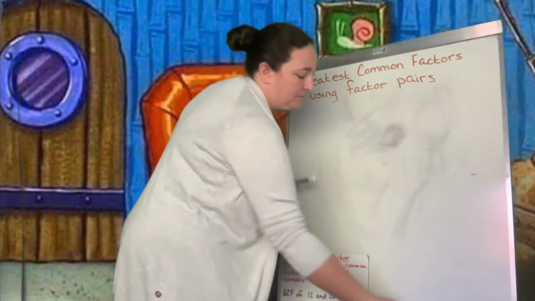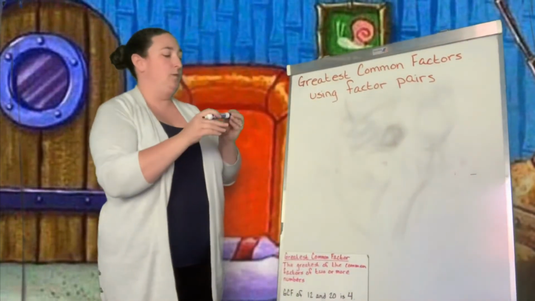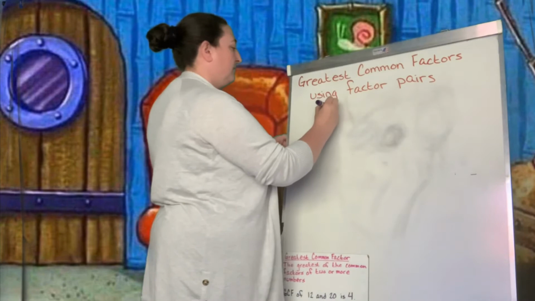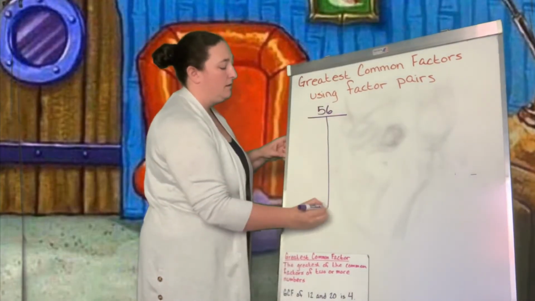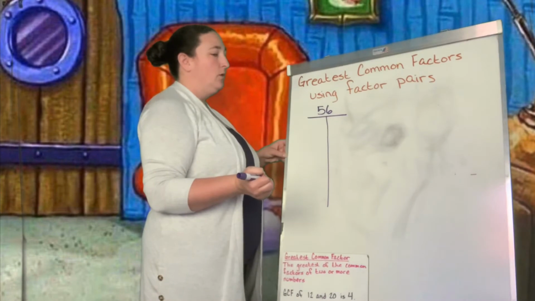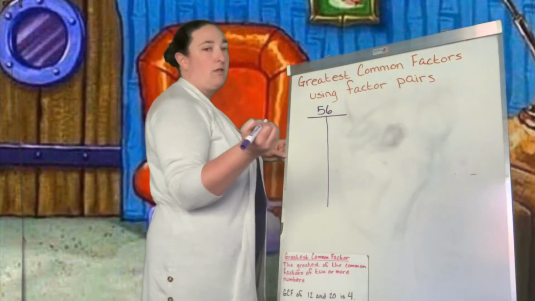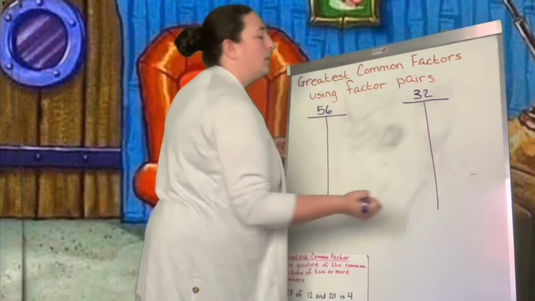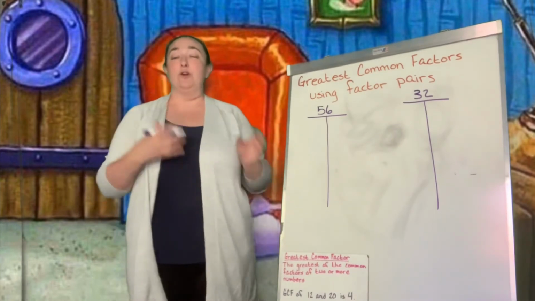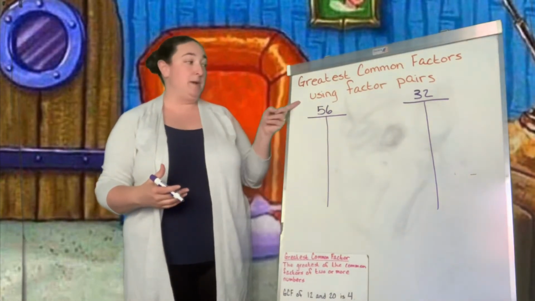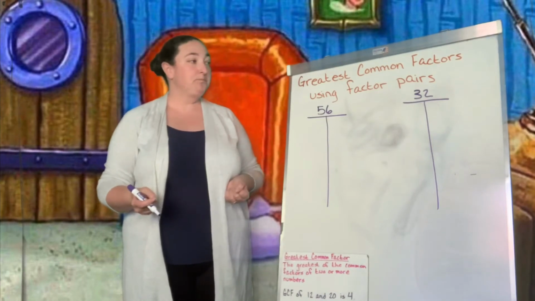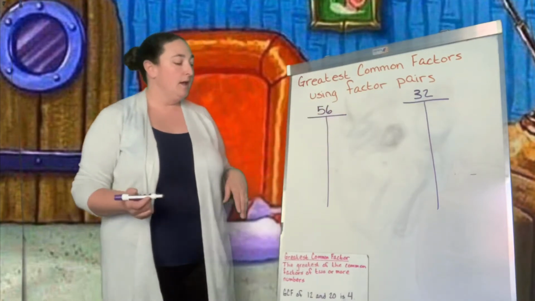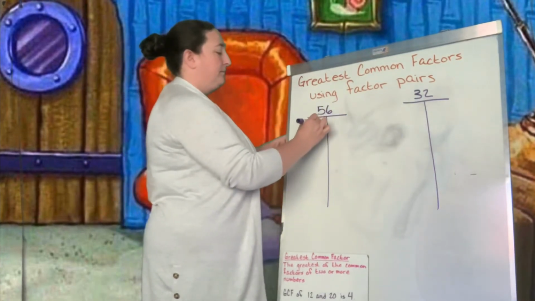Let's do, how about we can do 56 and 32. Okay. First, we need to find our factors using factor pairs. These are the T-charts that we're going to use. And we're going to find all of our factors, and we're going to find the biggest number that's on both of these lists. And I'm going to go ahead and start with 1.